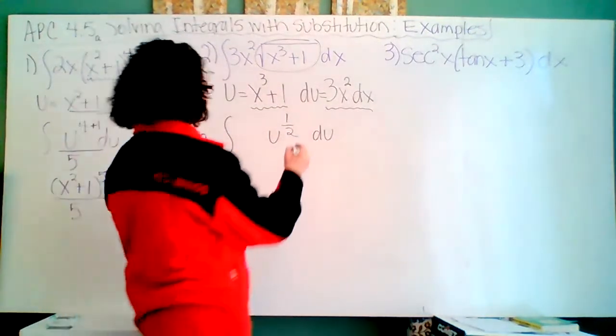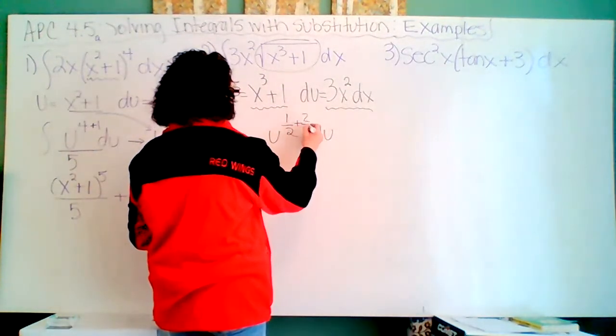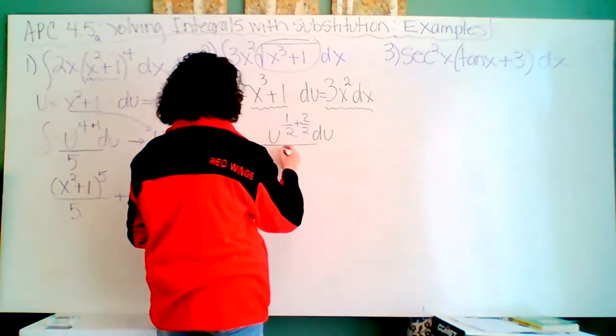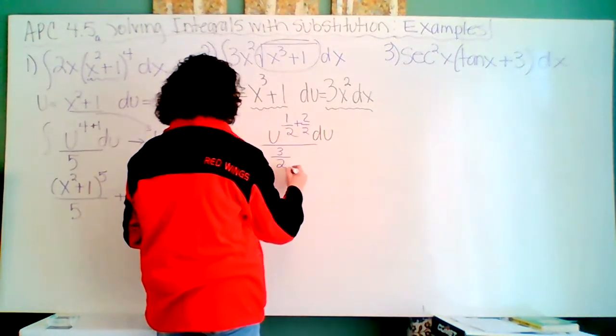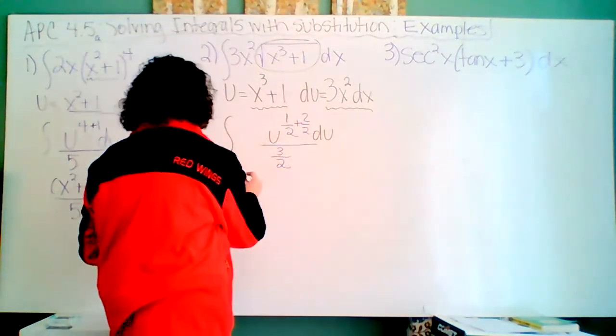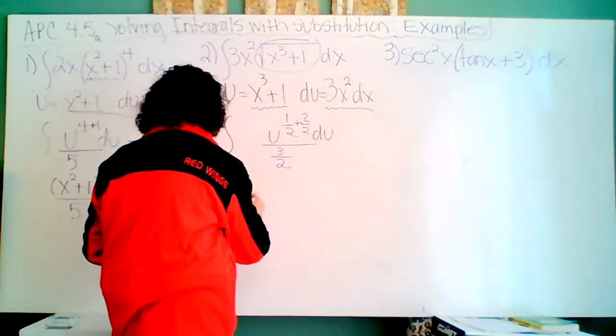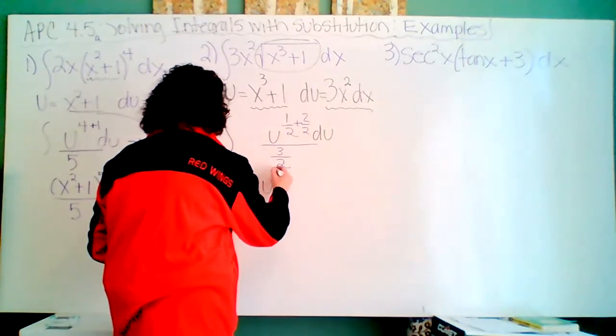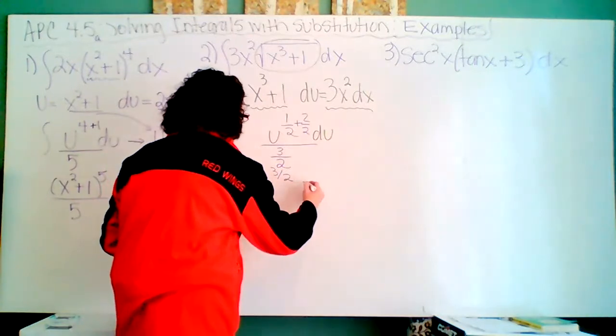Now I'm going to go ahead and integrate. I'm going to add 1 to the exponent and divide by the new exponent. Rather than divide by 3/2, I'll multiply by 2/3. u to the 3/2 plus c.